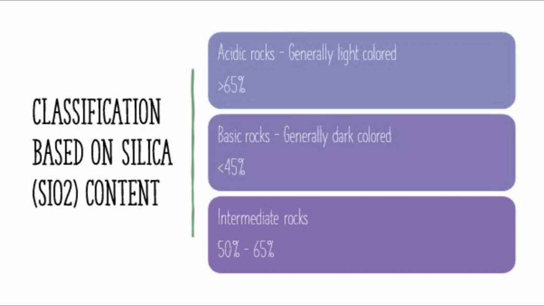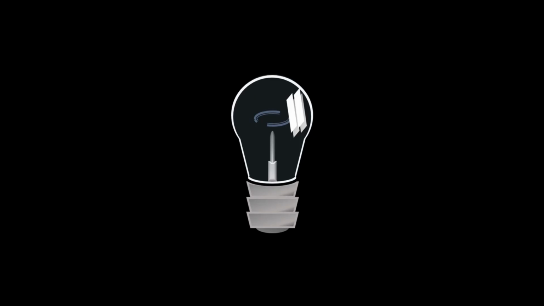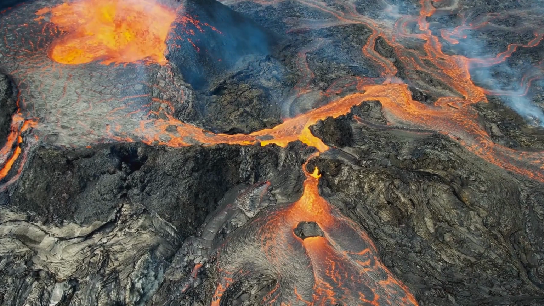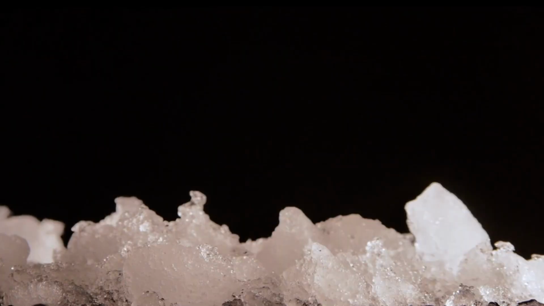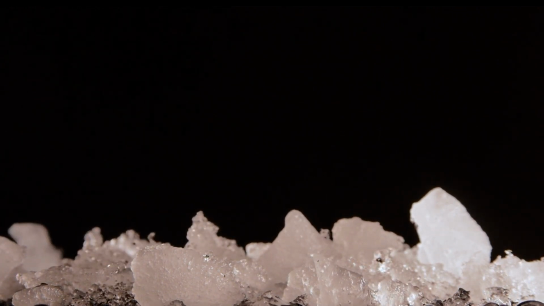So, acidic rocks contain above 65% of silica, while basic rocks contain less than 40-45% of silica, and intermediate rocks contain between 50 to 65% of silica. So, this classification is significant because it provides insights into the geological processes that form the rock and can help in identifying the rock's properties such as its melting point, density, and hardness.